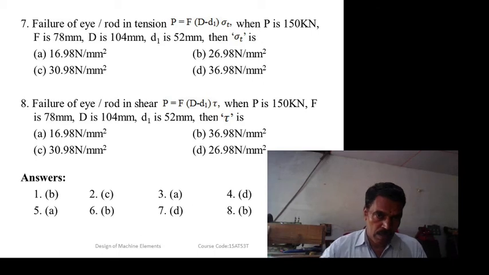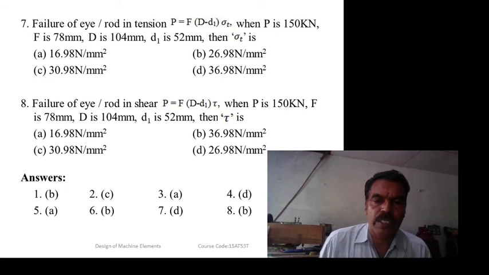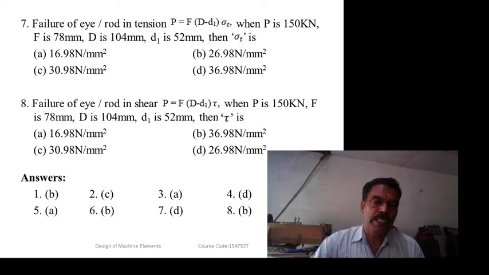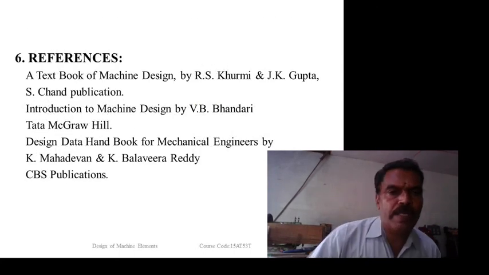Finally, all the answers for the above questions, serial number 1 to 8, are listed here. The right answer for question number 1 is B, question 2 is C, question 3 is A, question 4 is D, question 5 is A, question 6 is B, question 7 is D, and question 8 is B. So these are all the questions with the answers. You have to practice with these. Definitely you will become a perfect man in design of knuckle joint.